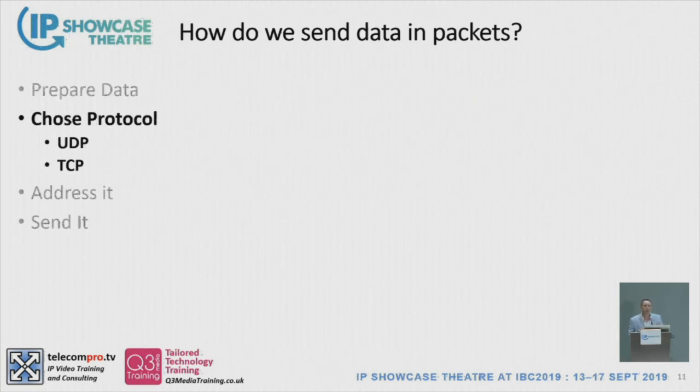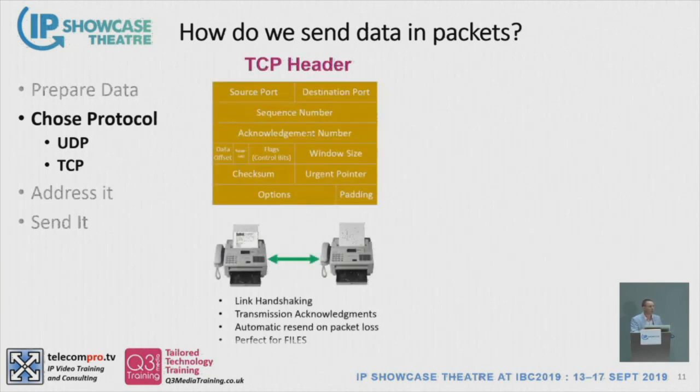We then have to choose how we're going to send it across a network. There are two main protocols used for sending data across a network. The one we use in the office space and around the internet every day is TCP. This is a very deterministic protocol. I equate it to a fax machine, which is lots of handshaking going on.